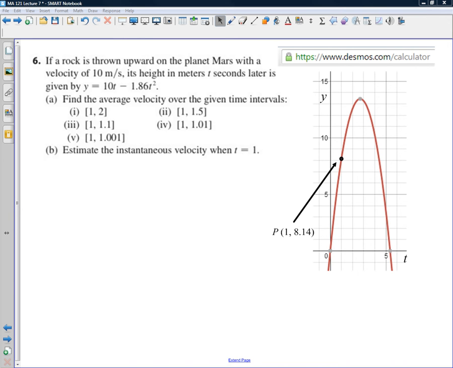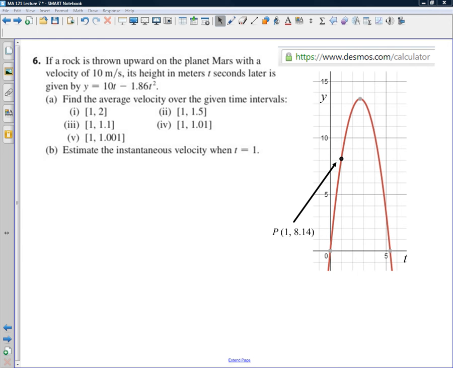So this is number 6, and it's a little different than the previous example. I've taken the time to make a sketch of the function here, that is y equals 10t minus 1.86t squared, to see what it looks like. And it's a parabola, and this red graph over here on the right represents the height in meters of an object thrown on the planet Mars.